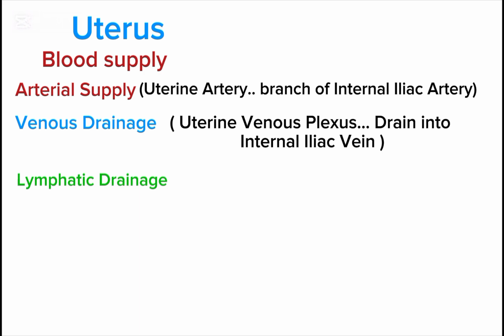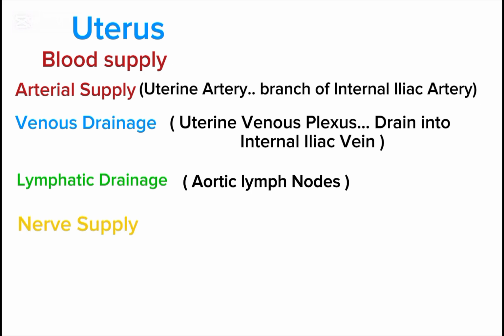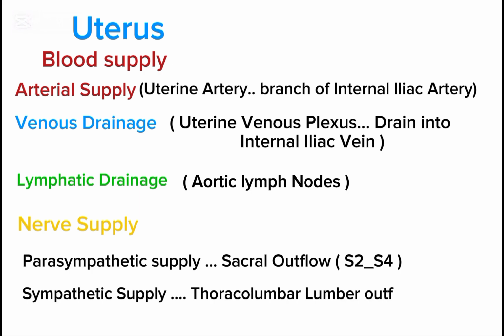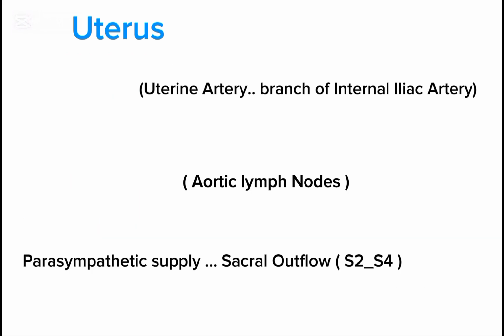Lymph drainage. Deep and superficial lymph vessels drain lymph from the uterus and uterine tubes into the aortic lymph nodes and other nodes associated with iliac blood vessels. Nerve supply. Nerve supply to the uterus and uterine tubes consists of parasympathetic fibers from the sacral outflow and sympathetic fibers from the lumbar outflow.